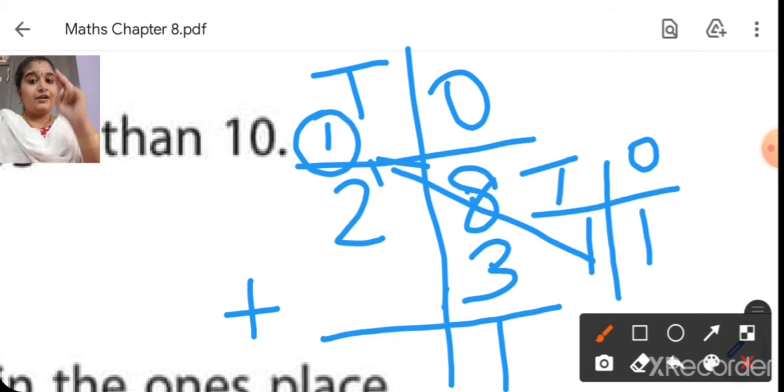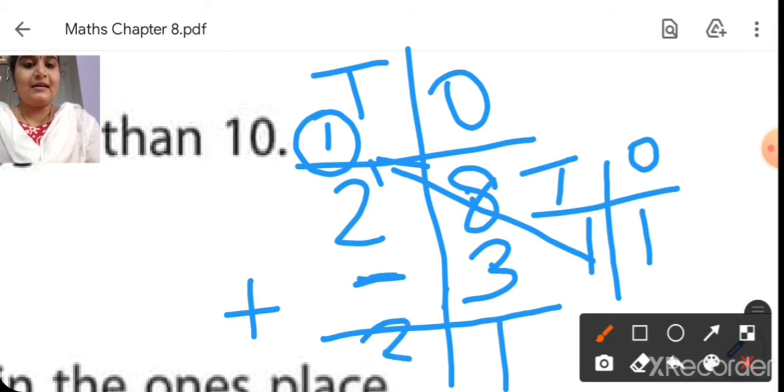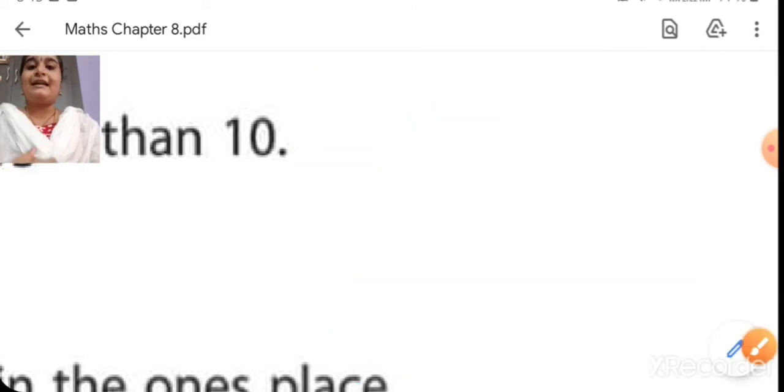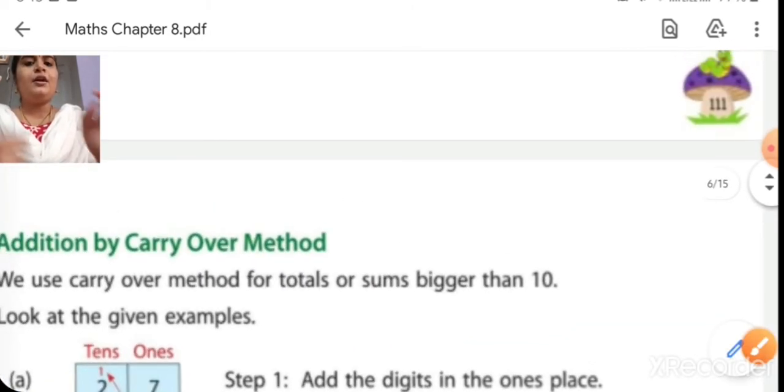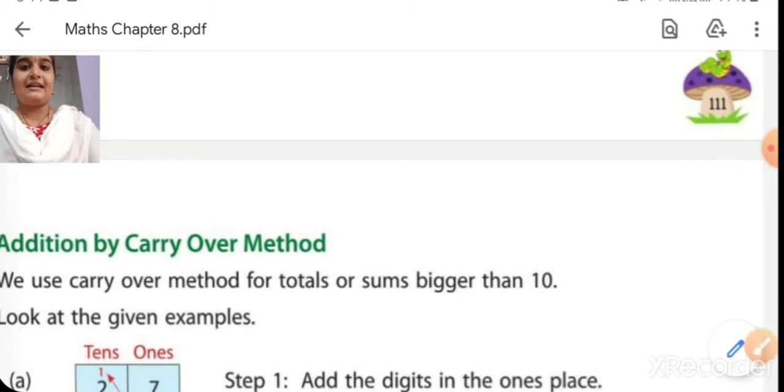Now we are going to add the 2 and 1. We have nothing here, so don't worry. 2 in the mind, 1 on the finger. After 2, 3. So what is the answer? 31. Okay, children, this is the most simple way of adding. If you do sums, you will find it easy. Don't worry, it is very, very easy.